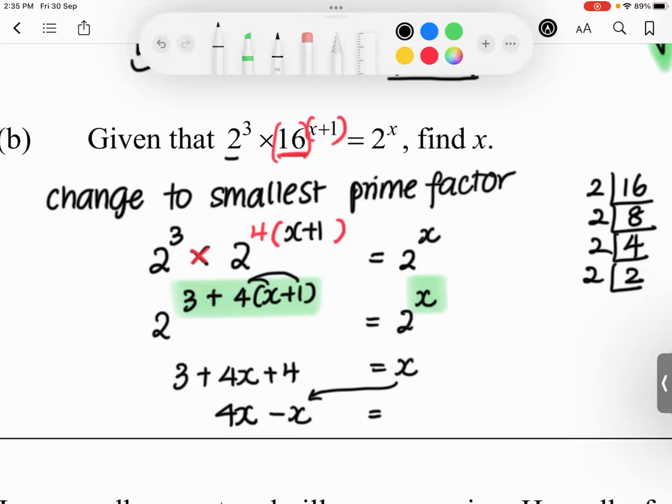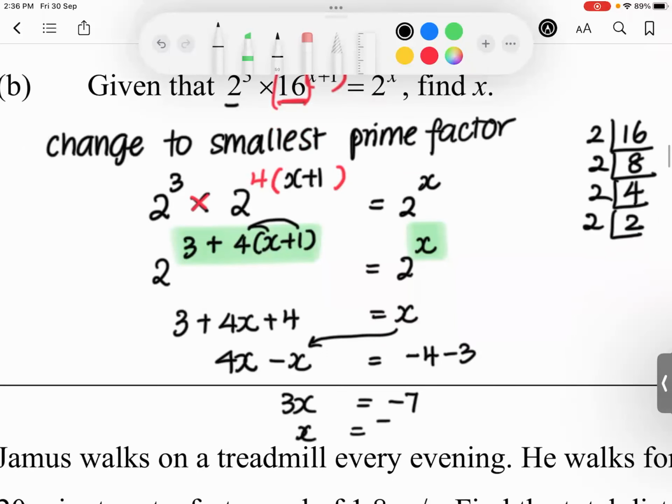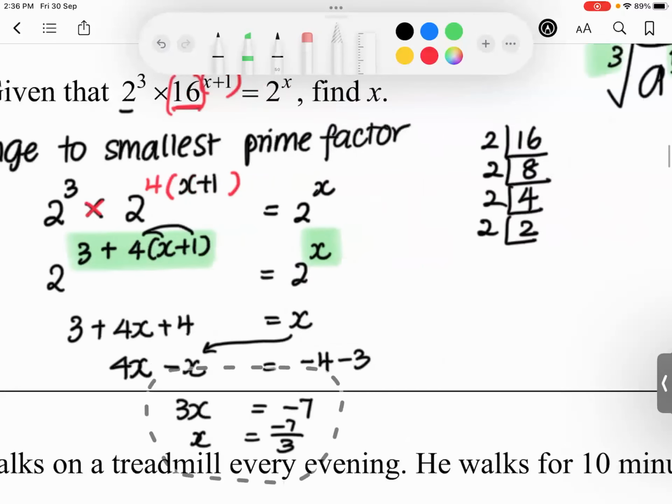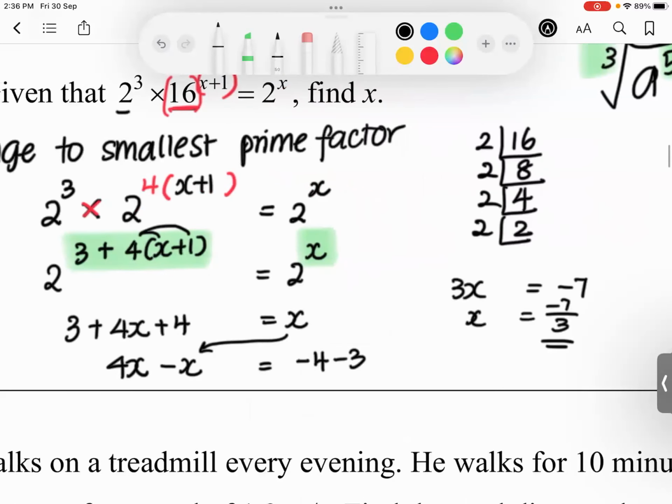All right, then I shift all the numbers over to the side. This will be -4, -3. Simplifying it, I will get 3x equals -7. Finally, x will be equal to -7/3. Okay, so we can get your answer this way.